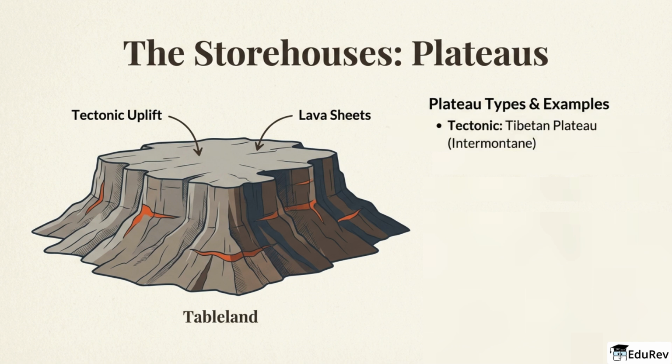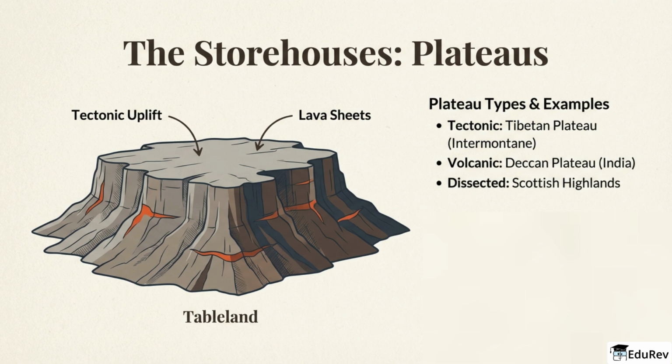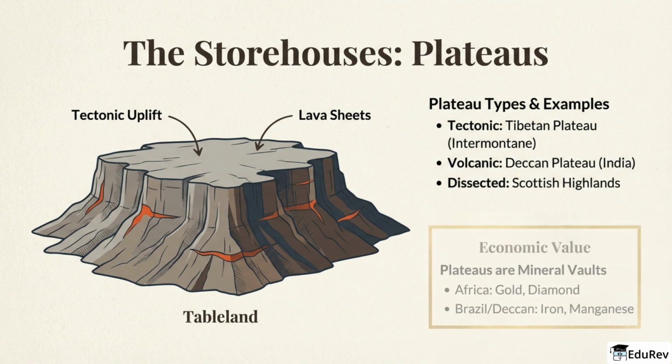Tectonic: Tibetan Plateau, described as intermontane. Volcanic: Deccan Plateau, India. Dissected: Scottish Highlands. And the economic value box gives you the GS linkage. Plateaus are mineral vaults. Africa: gold, diamond. Brazil and Deccan: iron, manganese. This is a classic integration point for mains. Physical geography shapes resource geography.